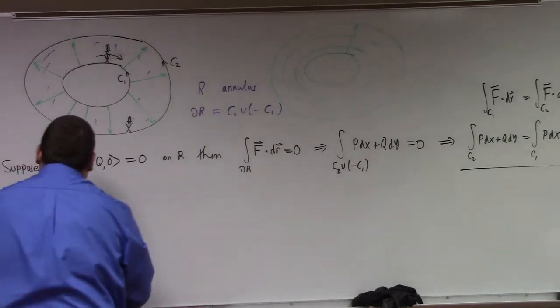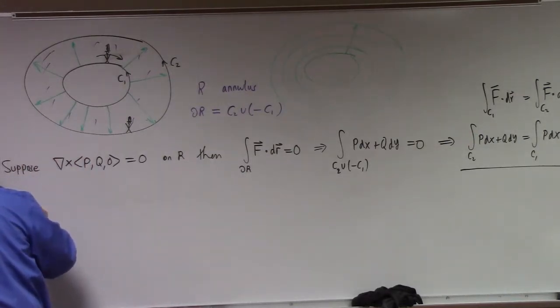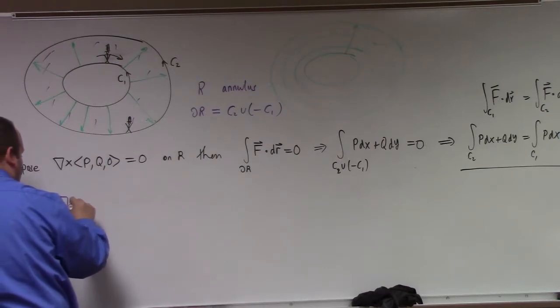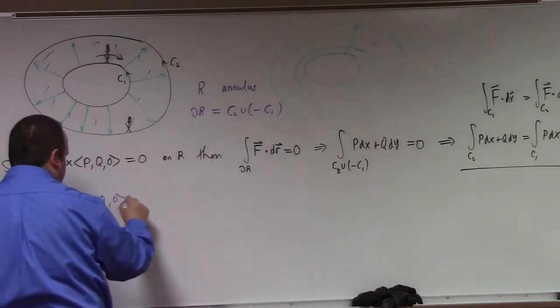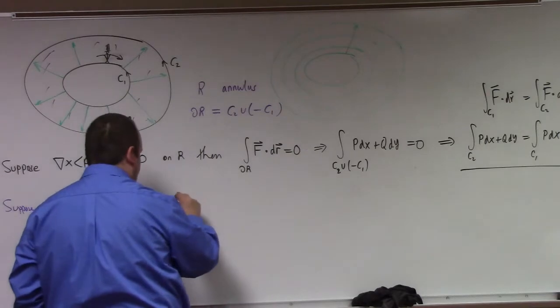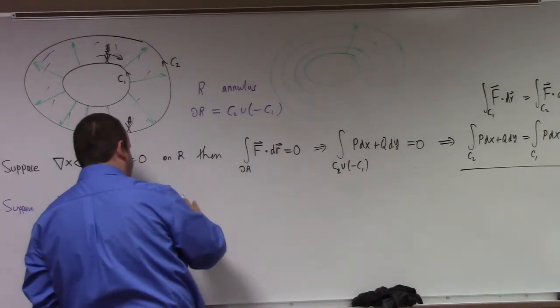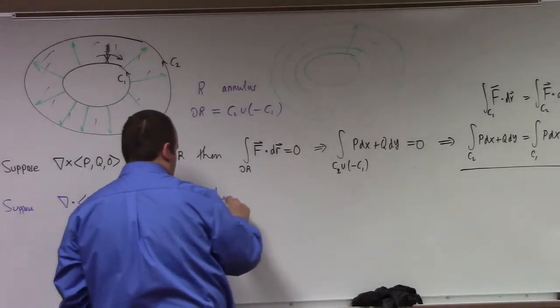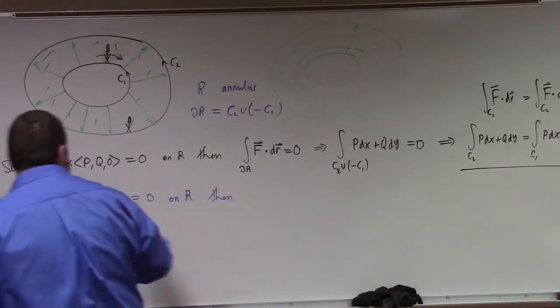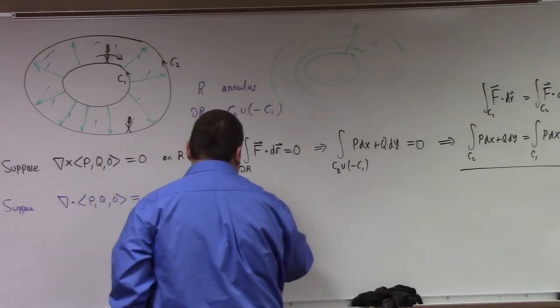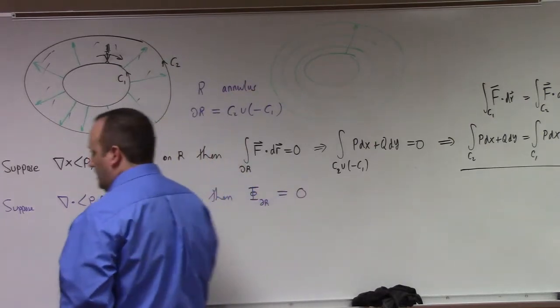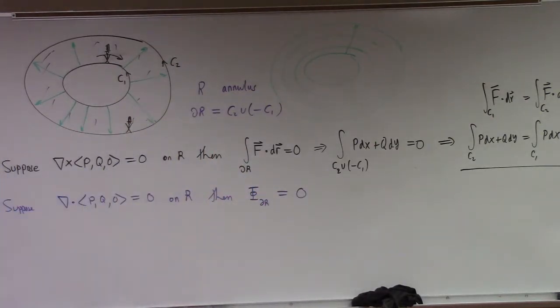But there's another thing here. We could also have the divergence of this vector field P, Q, 0 be 0 on the region. And then what? Then that would give me that the flux through the boundary of R was equal to 0. That's what this second divergence form of Green's theorem would tell me, because I'm assuming that the area integral is 0. So the net flux is 0.